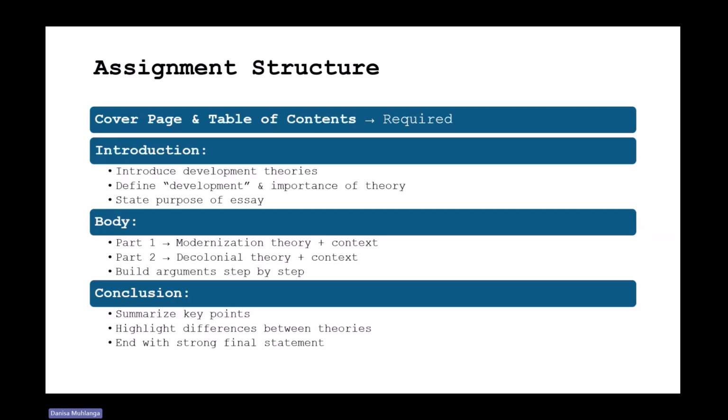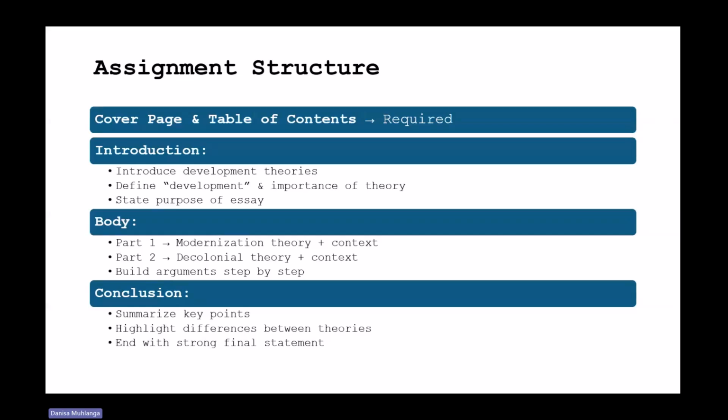So each paragraph should present and expand on one idea. The first part of the body should be dedicated to explaining modernization theory and its context. Remember, we're getting snippets of what modernization theory is about. So that paragraph will be about modernization theory. And then the second paragraph will be about the colonial theory and its context.